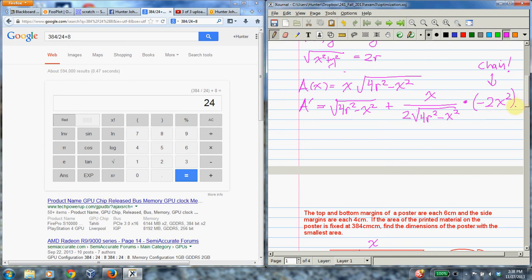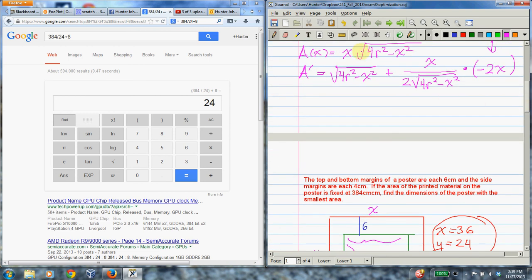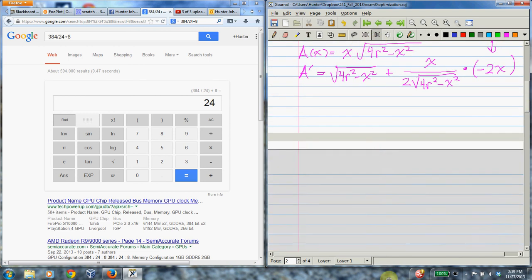Alright, so wait, this is a mistake. After my lecture on being a good student, I was a bad student. So see, where this comes from is it's the derivative of the inside. This is a constant, so its derivative is 0, but this has derivative minus 2x, which is where that comes from. So this is the derivative. We have to set the derivative equal to 0. So let's do it.